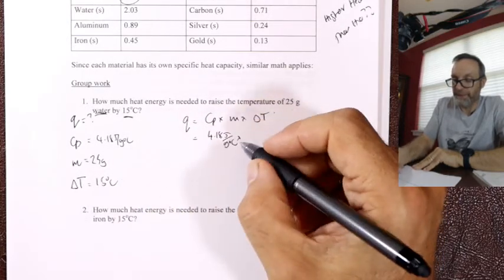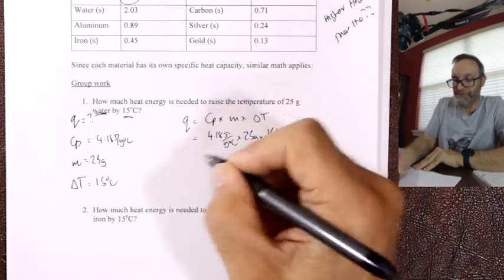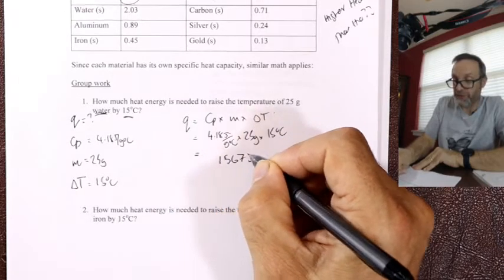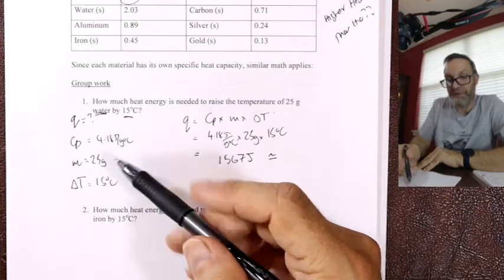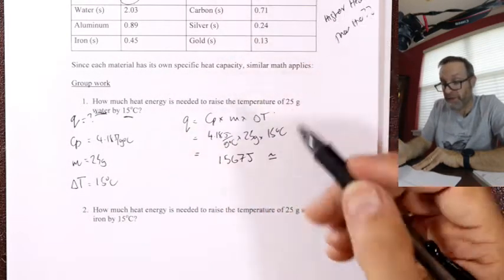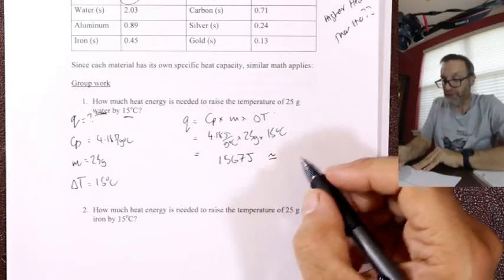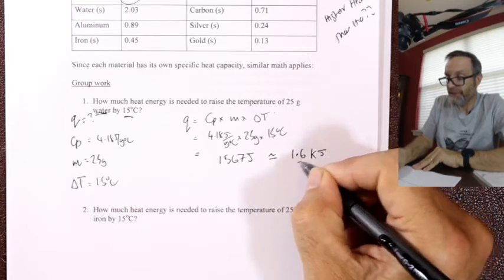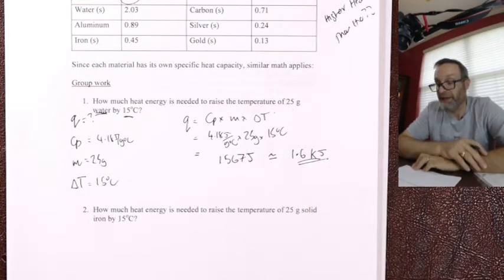Heat capacity, mass, change in temperature. Work it out. 1567 joules. Now, 2 sig figs. We always answer in kilojoules, right? So that's 1.6 kilojoules. So it takes 1.6 kilojoules to raise 25 grams of water by 15 degrees C.